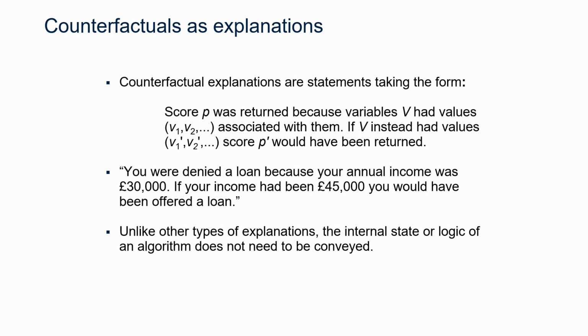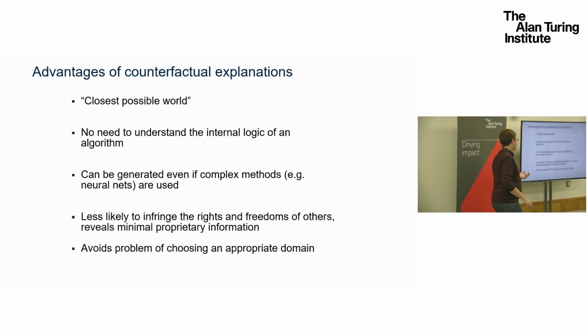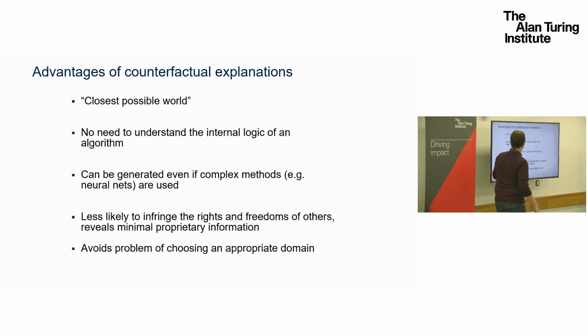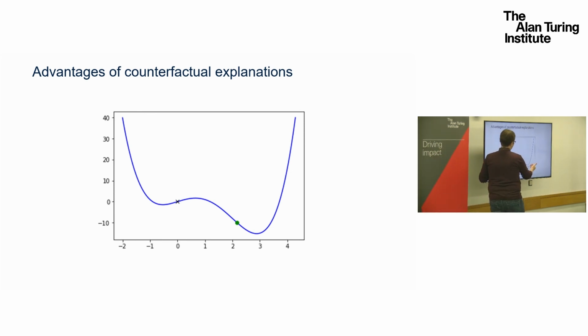And there's all sorts of implications about the utility of these, about how useful they are in explaining how the system works and how you can actually change your behavior in the future if the model changes. But at the very least, they are a black box approach. They don't actually require understanding the decision-making logic of the system. And so they're based on this idea of a closest possible world, and they can be generated when you're using complex methods. And again, you don't have this issue of choosing an appropriate domain for a local explanation.